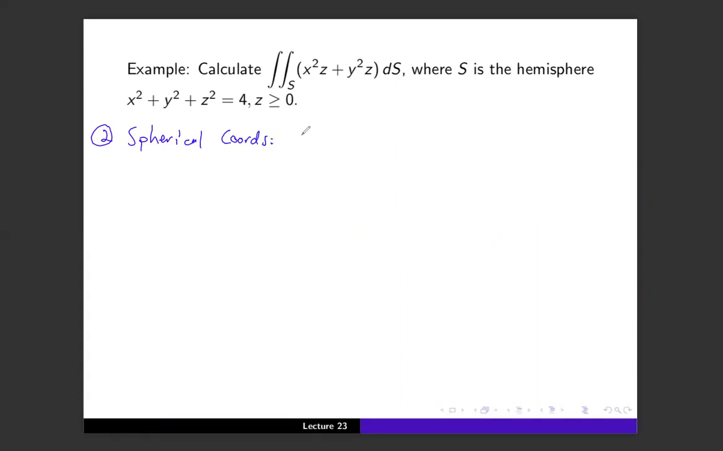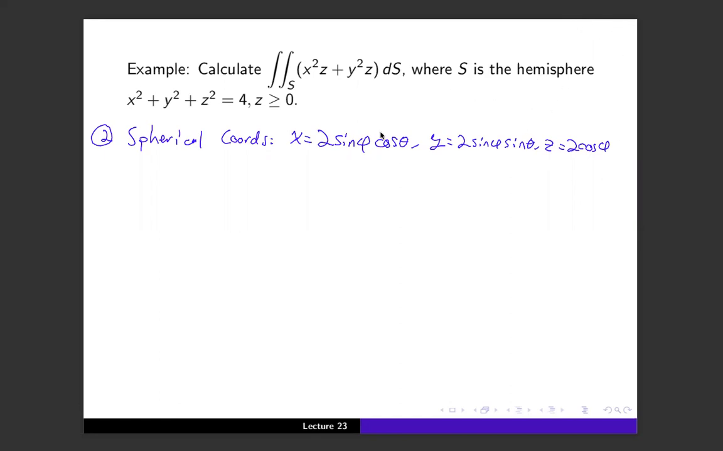Since z is always positive, we can write this with the radius always 2, root 4. So x you can write as 2 sine phi cosine theta. Y is 2 sine phi sine theta. And z is 2 cosine phi. Let me try writing that phi a little bit better. There we go.